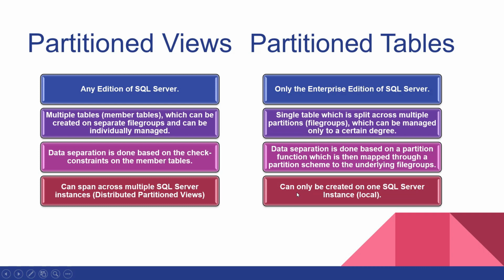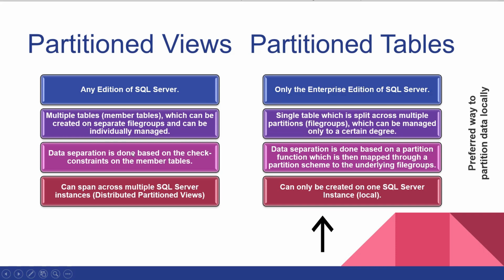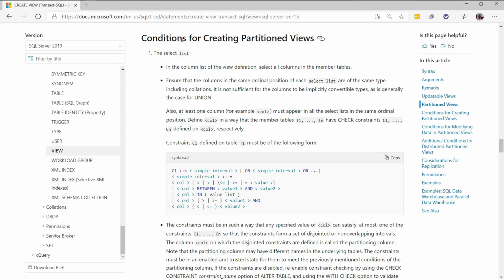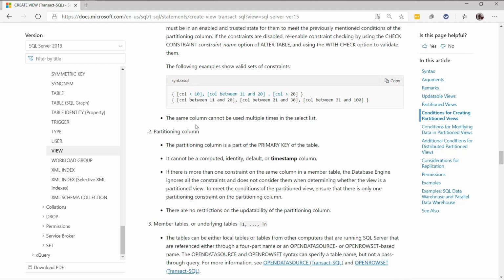Generally, when we need to partition data locally, the preferred technique to use is table partitioning. However, there are certain use cases that justify the use of partition views. To create partition views, there are specific requirements that have to be met. For these requirements, we will head over to the online documentation for creating partition views. The conditions for creating a partition view are specified under this section.